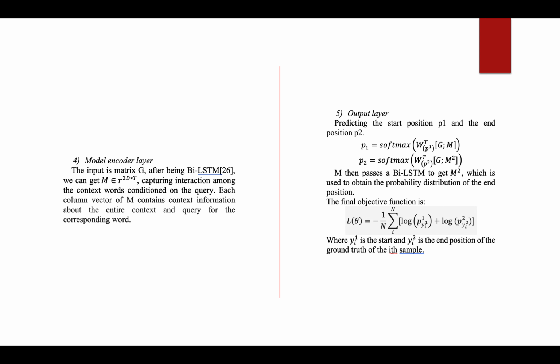The fifth layer is called the output layer, predicting the start position P1 and the end position P2, and both P1 and P2 are softmaxed. And then M is passed through an LSTM to get M squared, which is used to obtain the probability distribution of the end position.